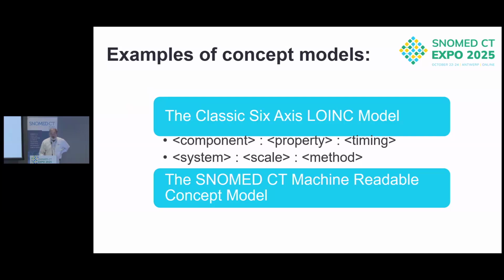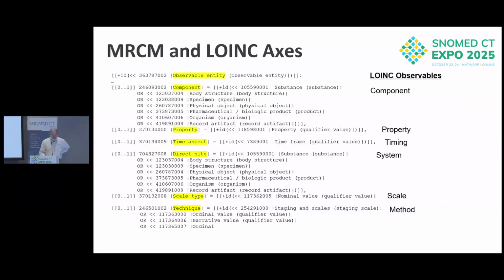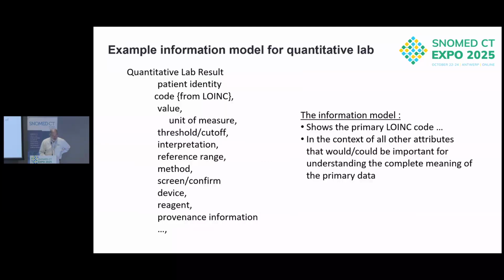So, two examples of concept models. One is the 6-axis representation of LOINC or the SNOMED CT machine-readable concept model. Those two actually line up pretty well because there was a lot of commonality, at least for the observable entity, between LOINC and SNOMED. The fact that those things are so close together is from collaborations that started back probably in 2005 or maybe even earlier.